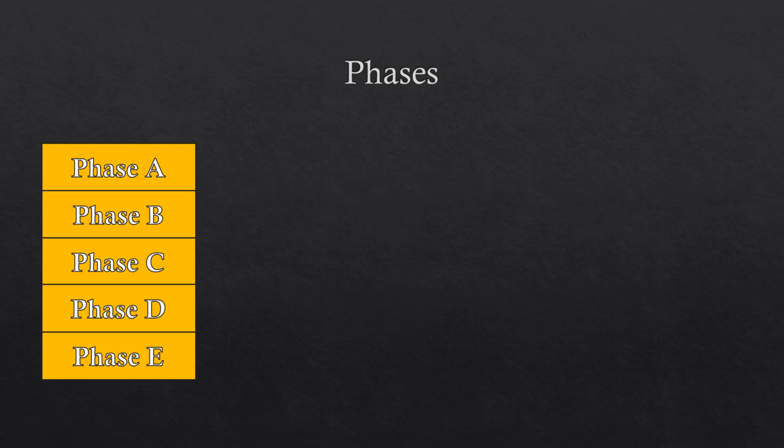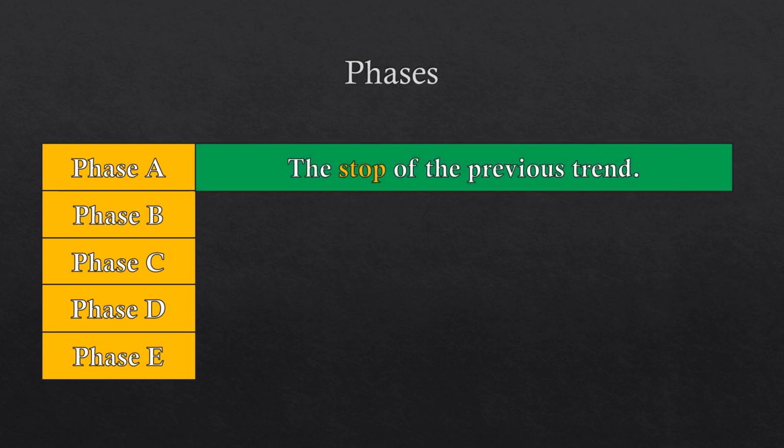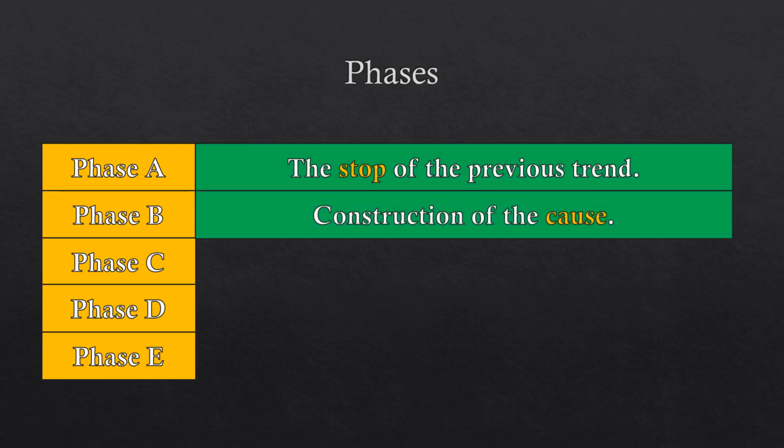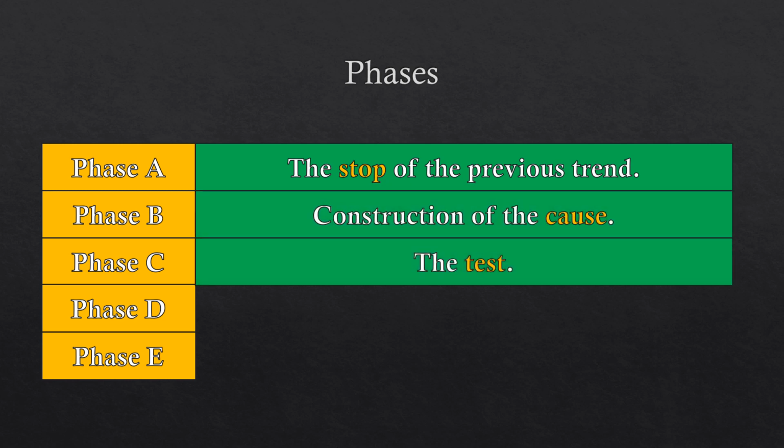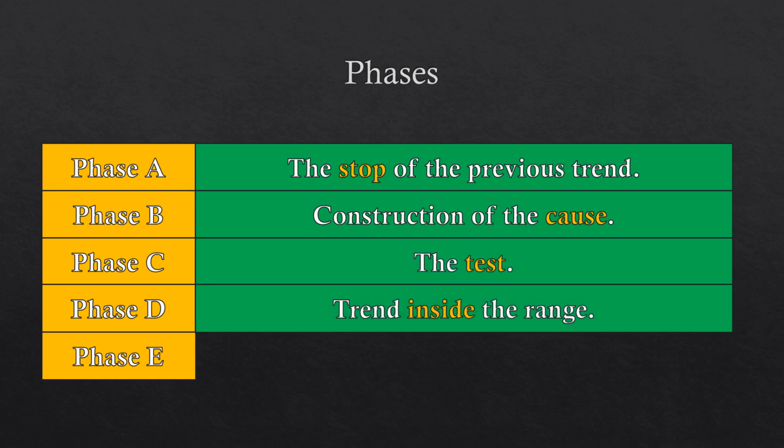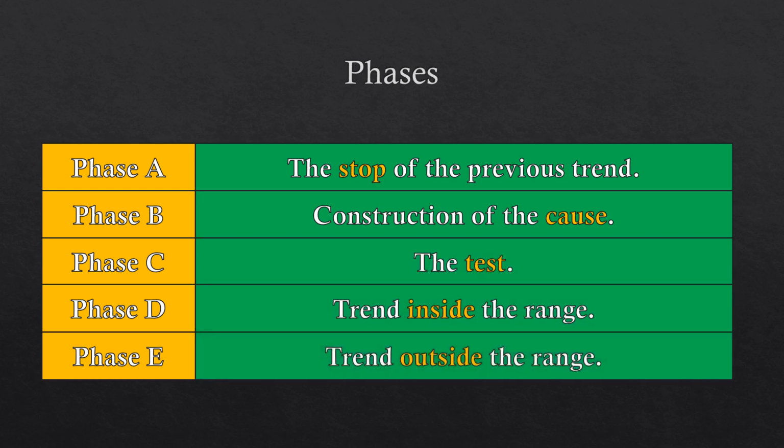Phase A represents the stop of the previous trend. Phase B represents the construction of the cause. Phase C represents the test. Phase D represents the trend inside the range. And Phase E represents the trend outside the range, or the effect, so to speak.